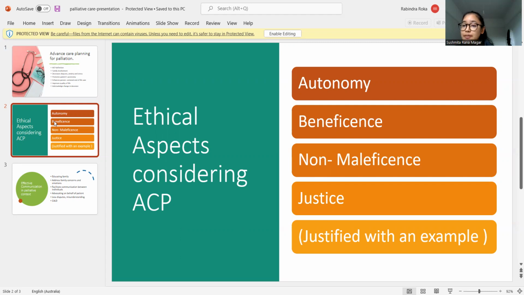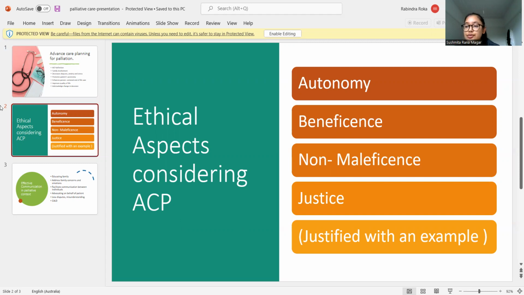In addition, the ACP plan includes no CPR and a preference to die at home, which is acknowledged by the team. Thus, the team is acting on the patient's best interest, respecting autonomy, making decisions that do not harm the patient, and providing justified care.